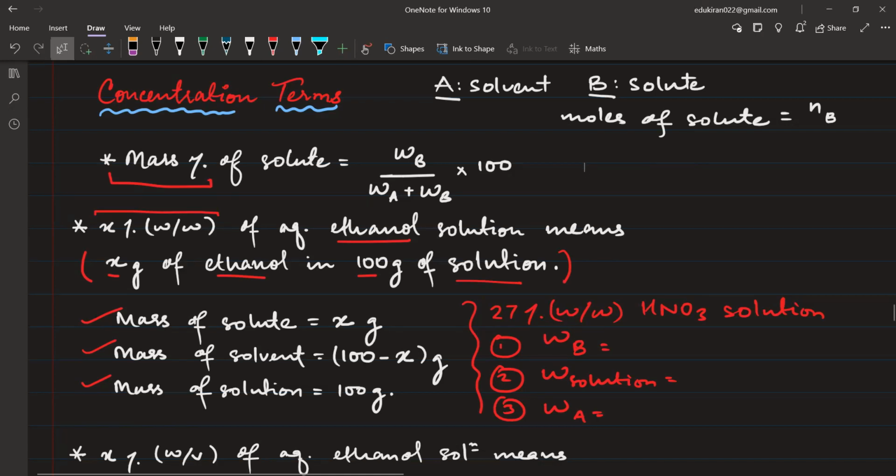Oh, what happened, guys? No one is answering. Did you not understand? You don't have to write first, you can answer first. 27% W by W HNO3 solution. Then the mass of solute is equal to how much? Mass of solution is equal to how much? And mass of solvent is equal to how much?